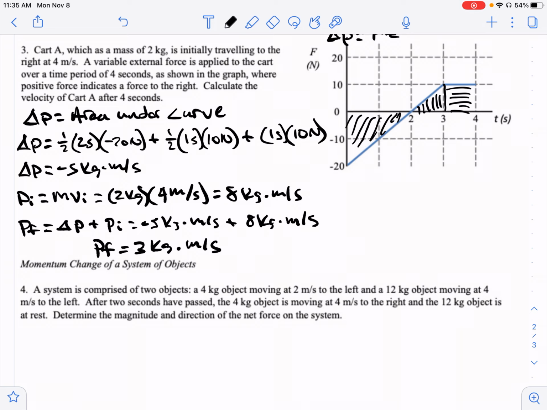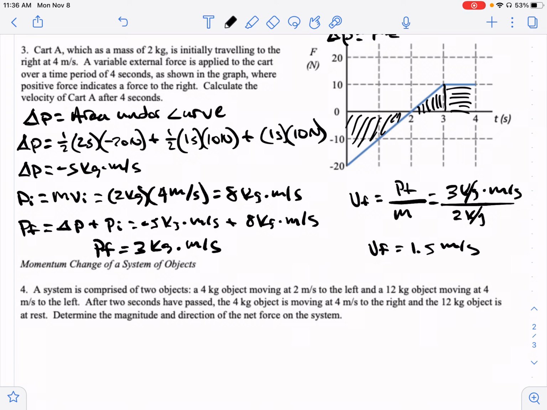Now that we know that final momentum, we can go in and solve for your final velocity. So your final velocity is equal to the final momentum divided by the mass of the object. So that gives me 3 kilograms times meters per second divided by 2 kilograms. And so your final velocity is just equal to 1.5 meters per second.